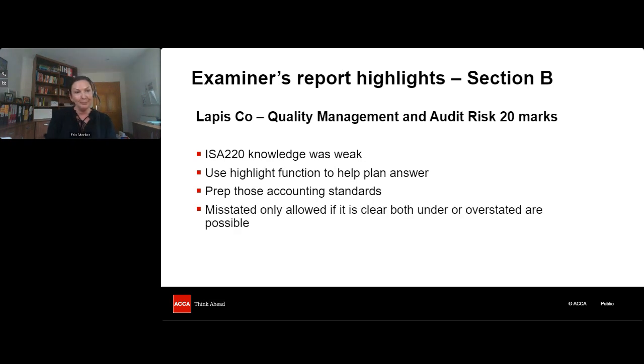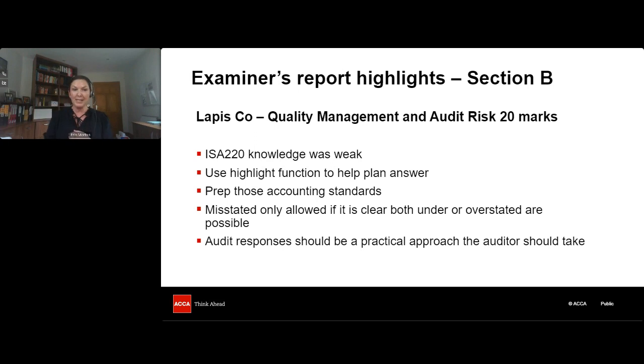And then misstated. A lot of the time when you're talking about an audit risk, you'll say the risk is that this balance could be misstated in the accounts. That's only allowed if it's really clear that it could be over or understated. However, a lot of the time we are focusing on something being overstated or understated. So don't hedge your bets all of the time and say misstated, otherwise they won't give you the marks. You need to be quite specific.